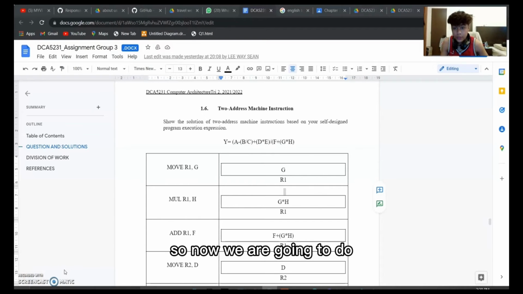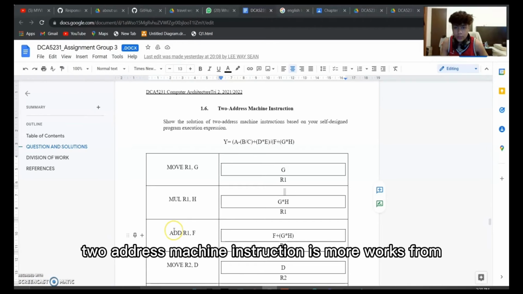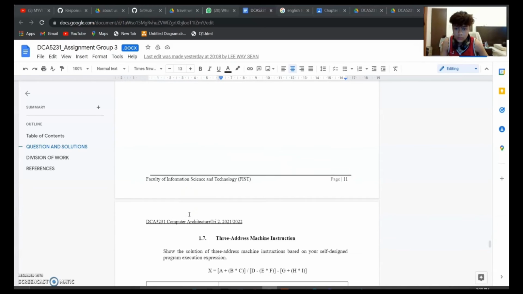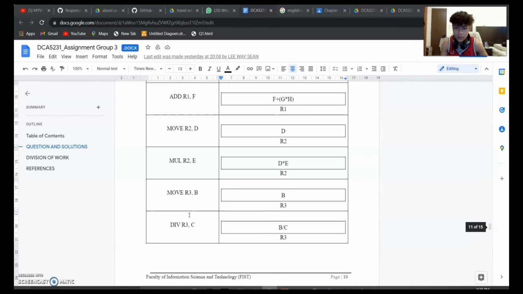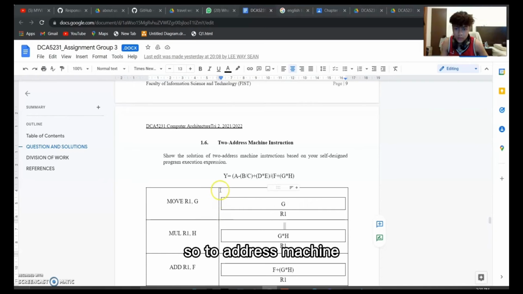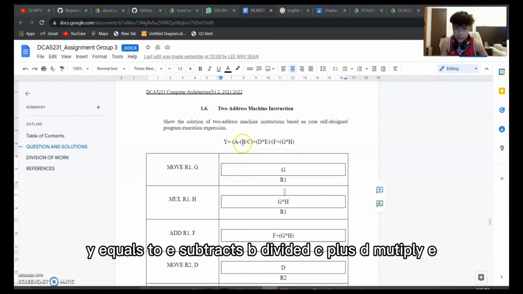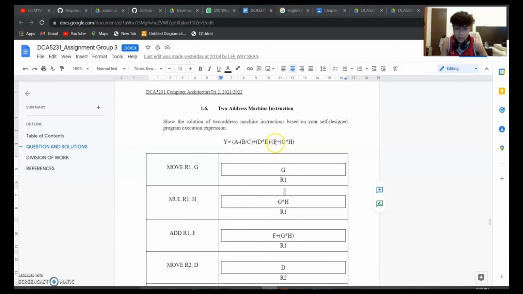So now we are going to do two address machine instruction. Two address machine instruction is more work than the three address machine, which is this one. So for the two address machine, this is the equation: Y equals A subtract B divide C plus D multiply E divide F plus G multiply H.